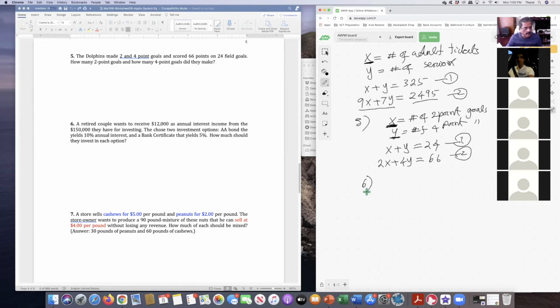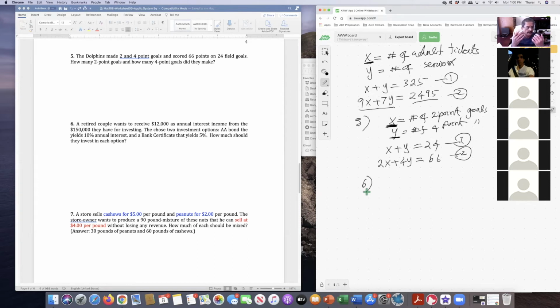Okay, I'm at number 6. A retired couple wants to receive 12,000 as annual interest income. So they want to get 12,000 as interest income from $150,000 they have for investing. They chose 2 investment options. A AA bond will pay 10% annual interest. The bank certificate will pay 5% annual interest. So the question is, how do they divide the 150,000?